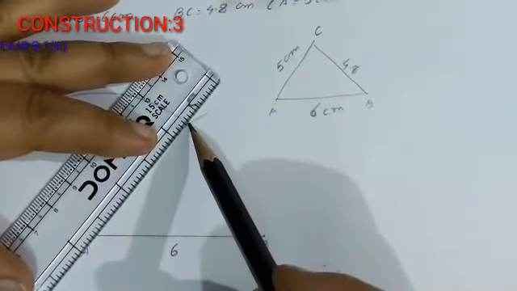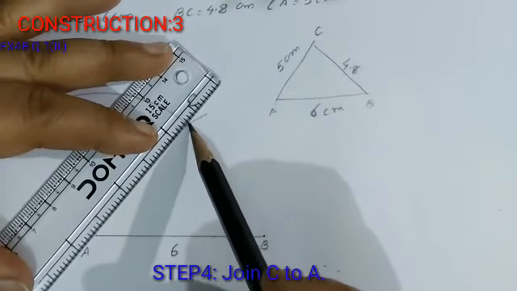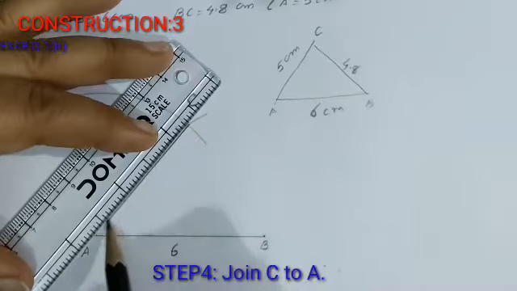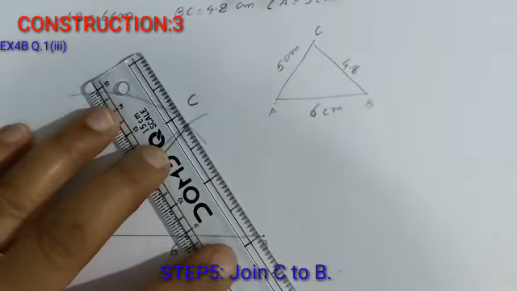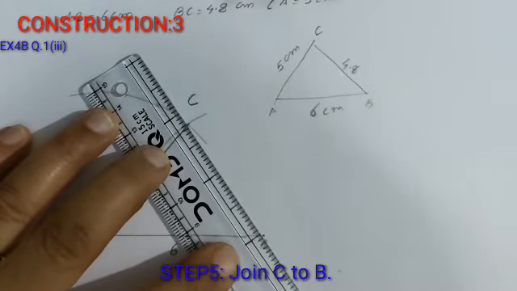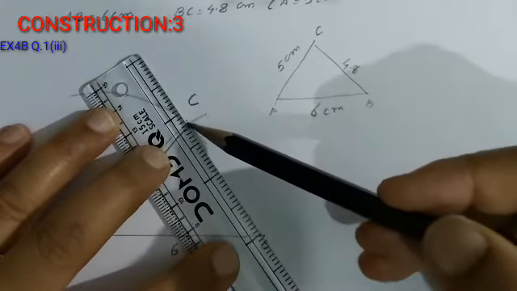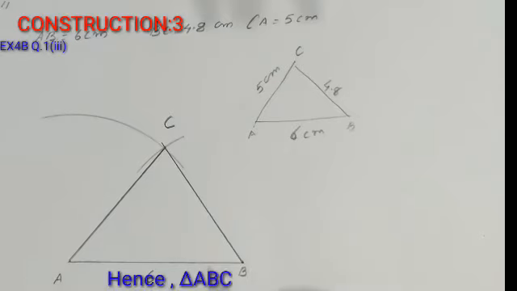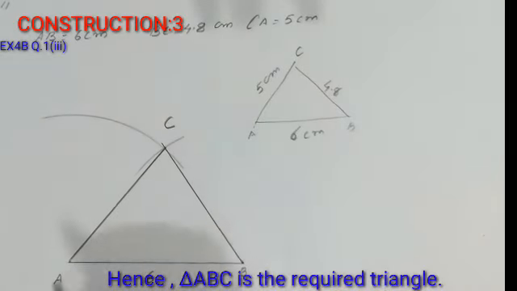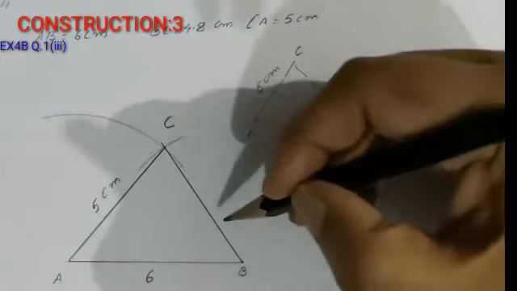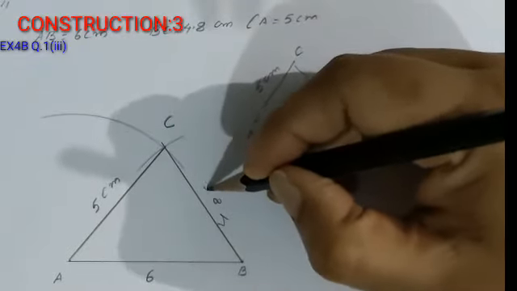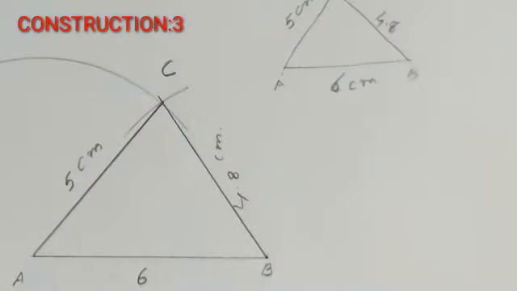Step 4, join C to A. Step 5, join C to B. Hence ABC is the required triangle in which AB equals 6 centimeter, AC equals 5 centimeter and BC equals 4.8 centimeter. Next example of the same construction.